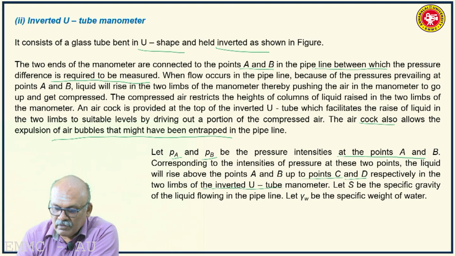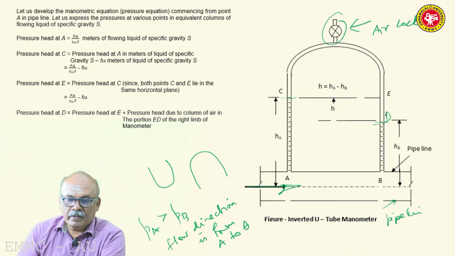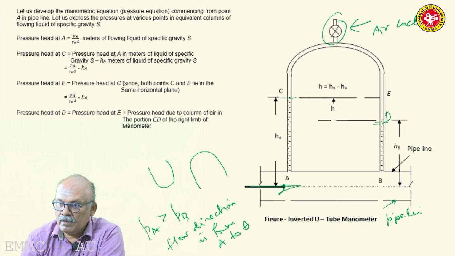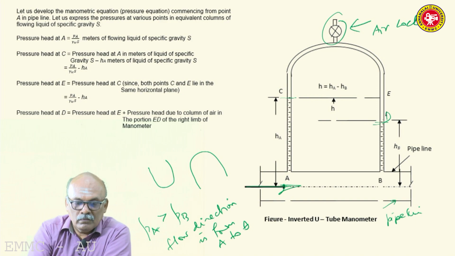In the 2 limbs of the inverted U tube manometer. So if S is the specific gravity of the liquid flowing in the pipeline and gamma W is the specific weight of water, then you can develop the manometric equation, that is the pressure equation, commencing from point A. So let us start from A and go along the manometer, left limb and then right limb, and come back to point B. So let us go step by step.